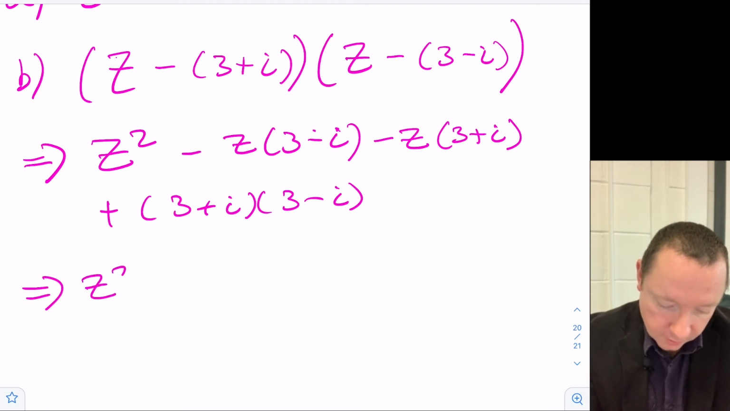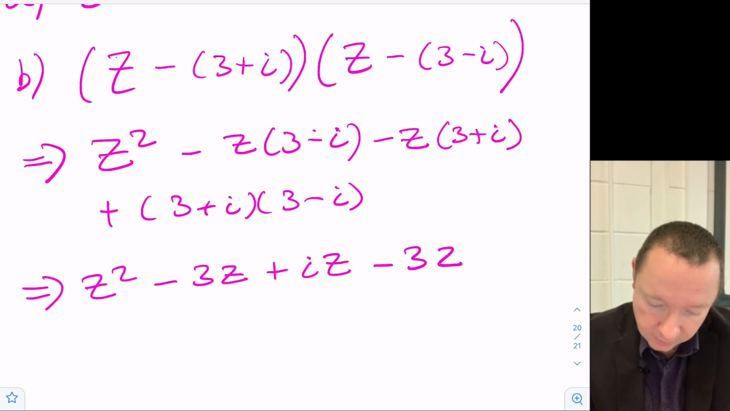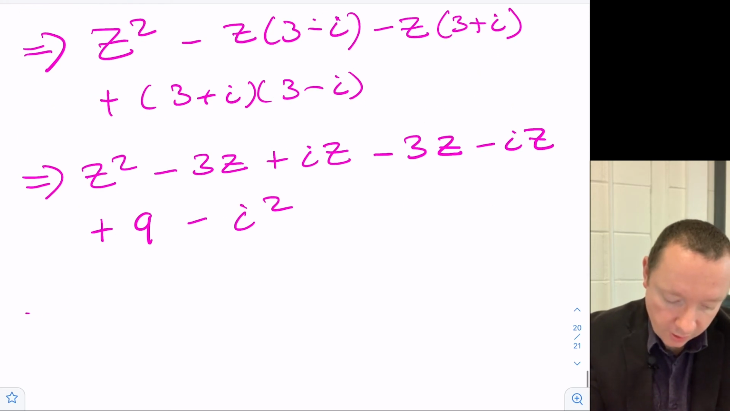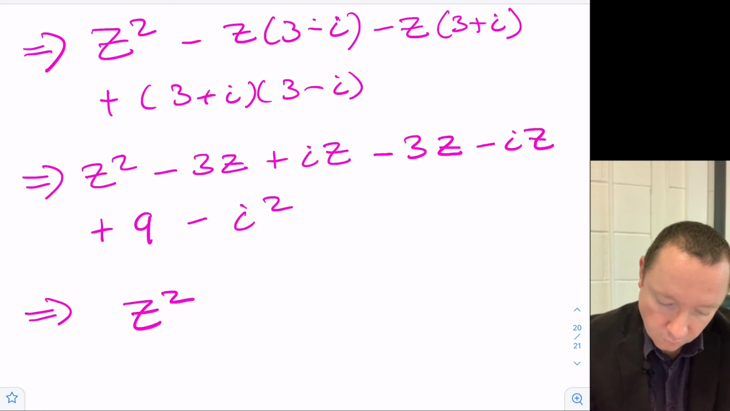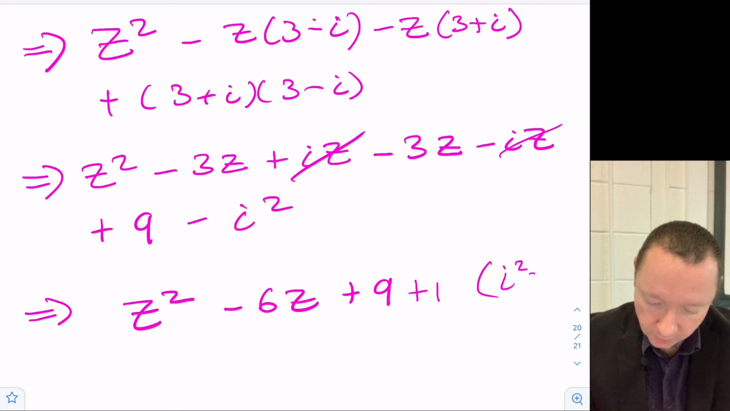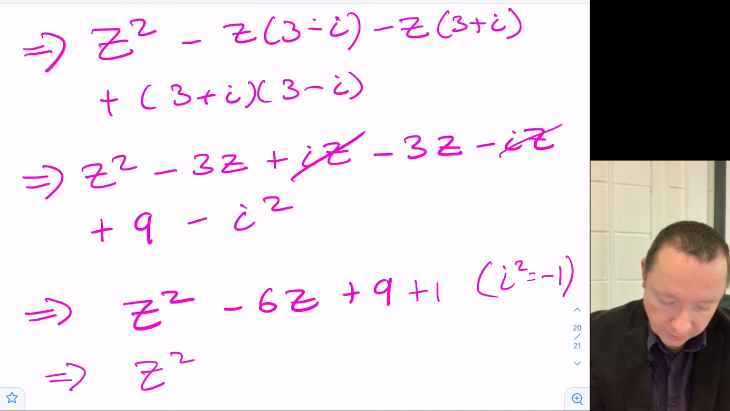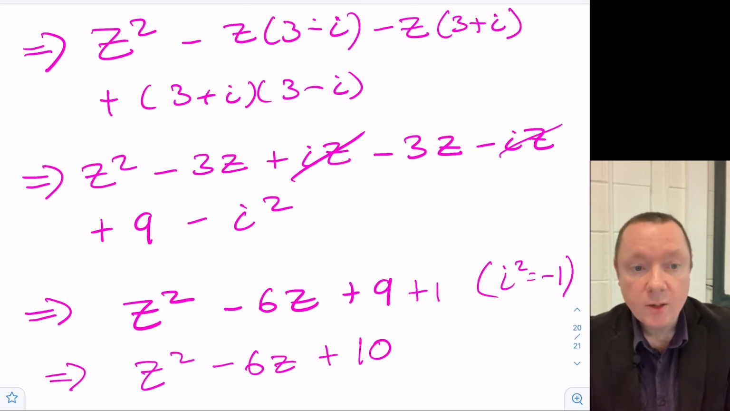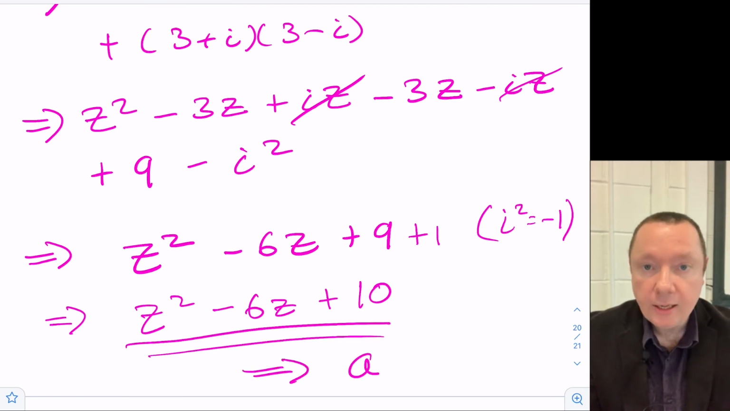So that implies we've got z squared minus 3z plus iz, minus 3z again, minus iz, plus 9 minus 3i plus 3i is nothing, minus i squared. So that implies that we've got z squared minus 6z, these cancel each other, plus 9, and then i squared is minus 1, so plus 1, because remember, i squared equals minus 1. So that implies we've got z squared minus 6z plus 10. And our original, remember, was z squared minus 6z add a, and therefore a equals just the number 10.